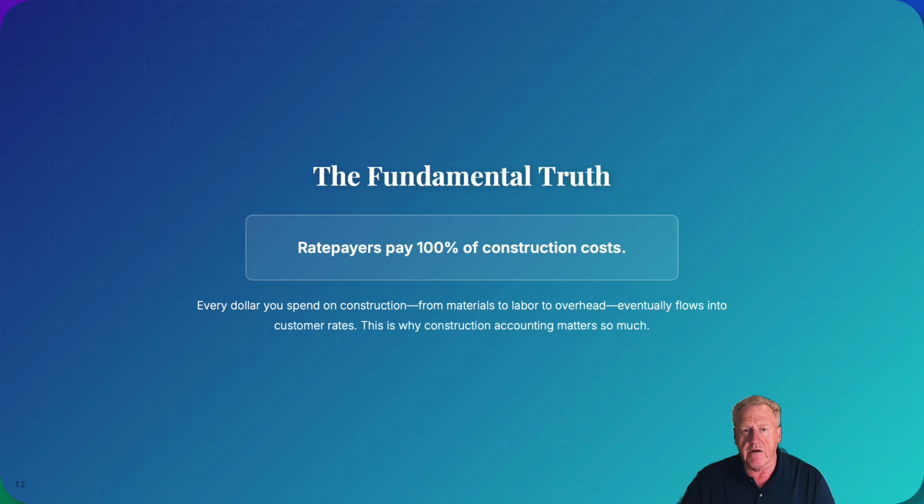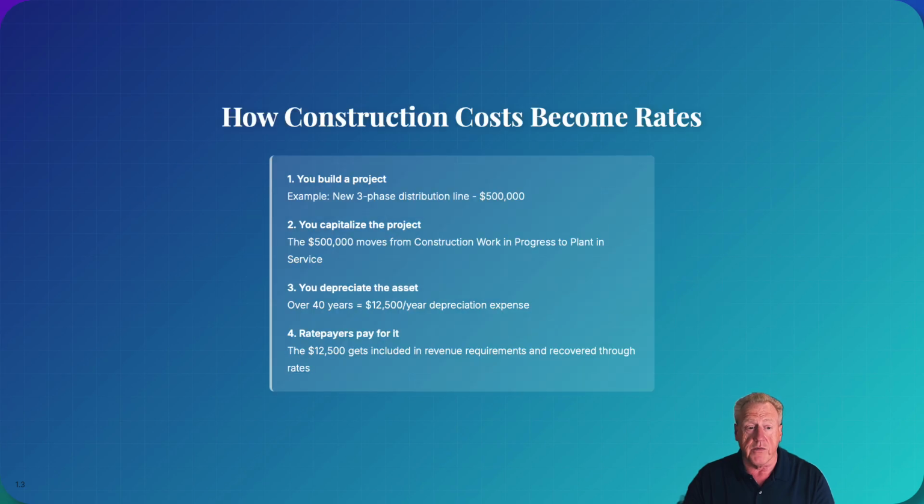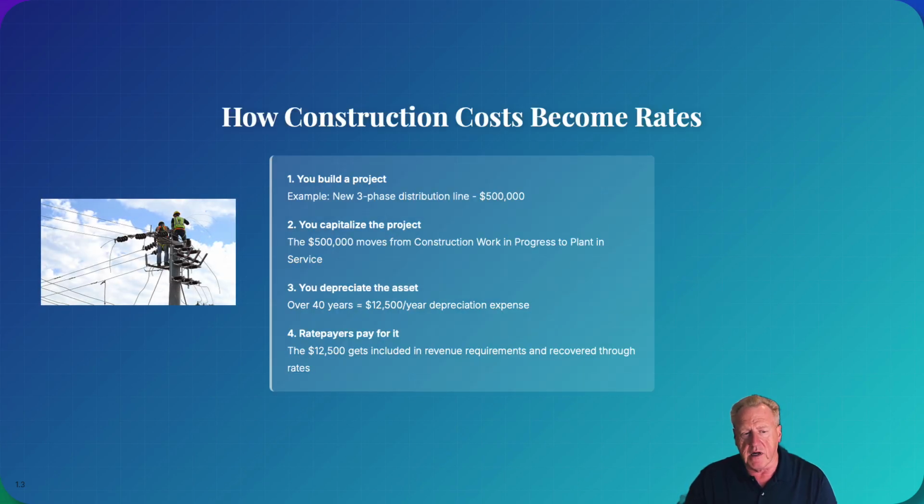And that's why accounting for construction really matters, because if you have inadequate rate recovery, when it comes time to replace these assets, you will not have the funds available to do so. So let's look at an example. So here we have a project. We build a new three-phase distribution line for $500,000. We capitalize the project, and so the $500,000 moves from construction work in progress to plant and service. Then we depreciate this asset over, say, 40 years or so.